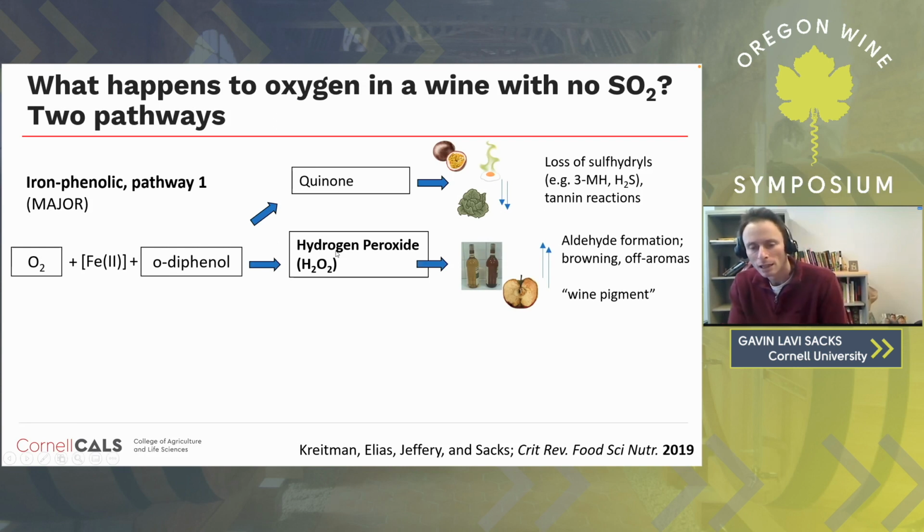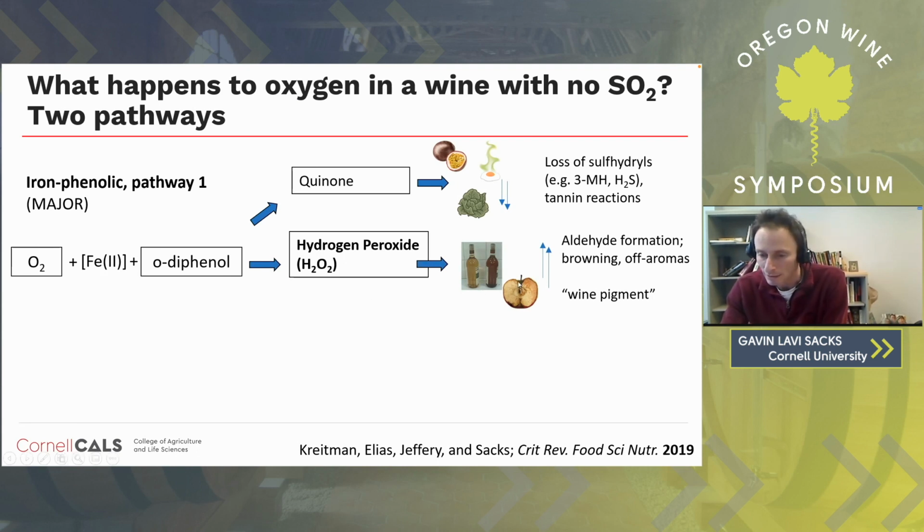Hydrogen peroxide will react with iron to generate hydroxyl free radicals, which can undergo something called a Fenton reaction. And then those hydroxyl free radicals can react near indiscriminately with wine components to generate compounds like aldehydes, including acetaldehyde, by oxidation of ethanol. These are the compounds that result in the oxidized smell of wine.